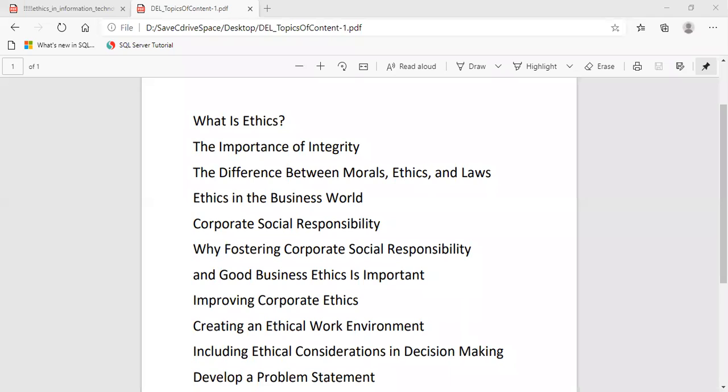Now let's move towards the next principle, that is protecting the organization and its stakeholders from legal action against any of them.